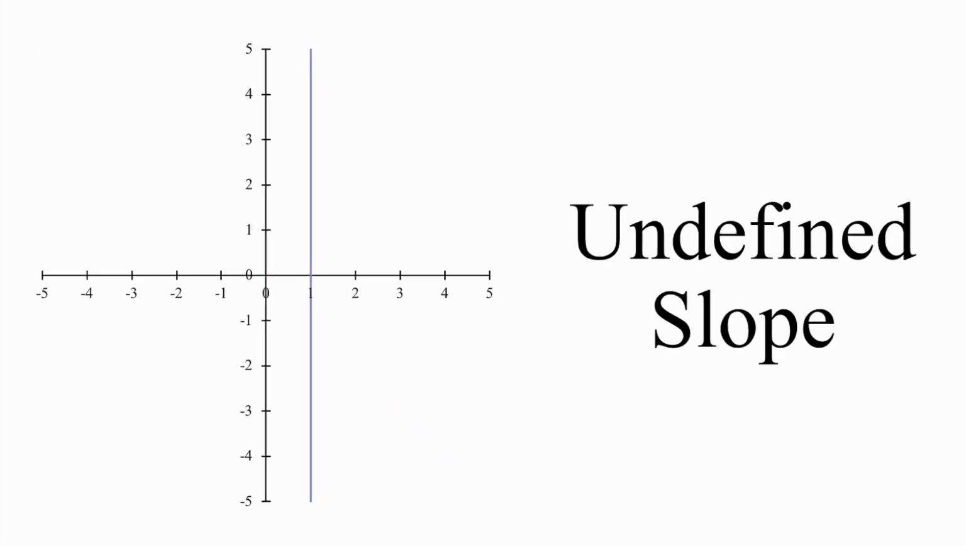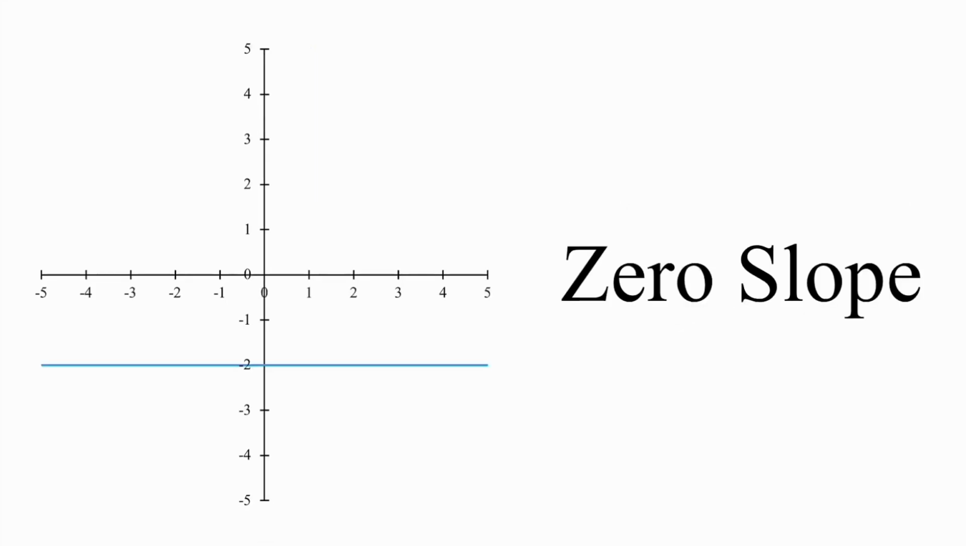Undefined slope is a vertical line. Zero slope is a horizontal line. Together, we have defined slope.